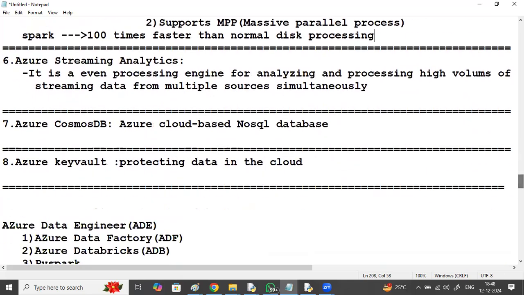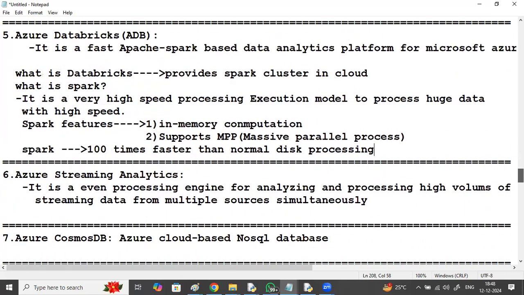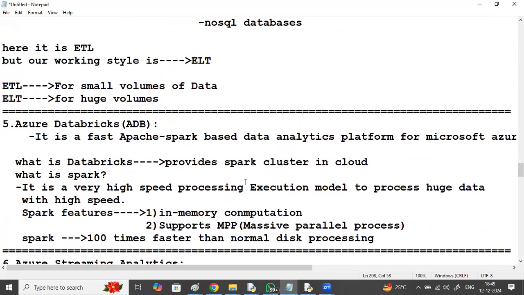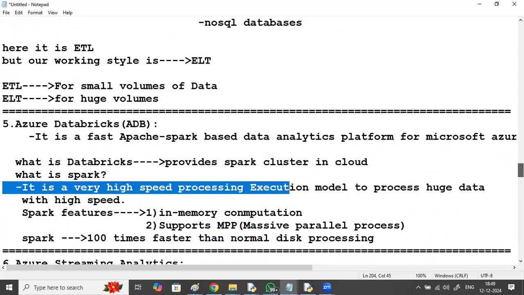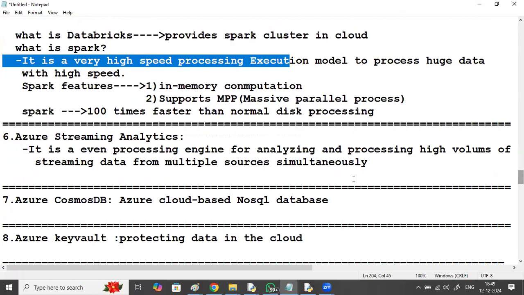Azure Streaming Analytics, data processing. Azure Databricks we will be discussing a lot, with PySpark, Spark with Python implementation. It is a processing engine for analyzing and processing high volumes of streaming data from multiple sources. Azure Cosmos DB is a NoSQL database with schemaless behavior and random access. So a cloud-based NoSQL database, and Azure Key Vault protects data in the cloud.